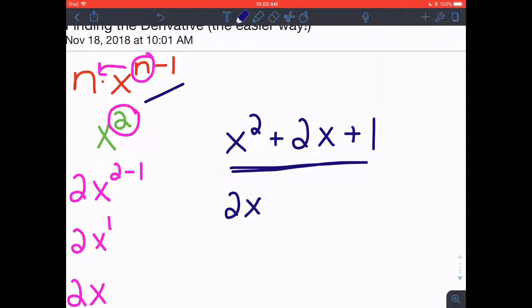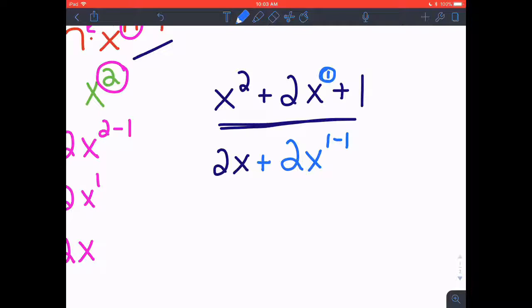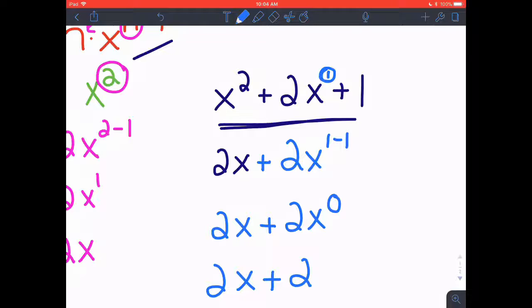But now we're going to find the derivative of 2x itself. So the n in 2x is 1 because it's x to the first. So the n would be 1, so it would be 1 times 2, which is just 2. And then it would be x, and then n minus 1 is 1 minus 1. Now 1 minus 1 is obviously 0, so it would be 2 times x to the 0, and x to the 0 is 1, so it would just be 2 times 1, so it would just be 2. So it would be 2x plus 2.